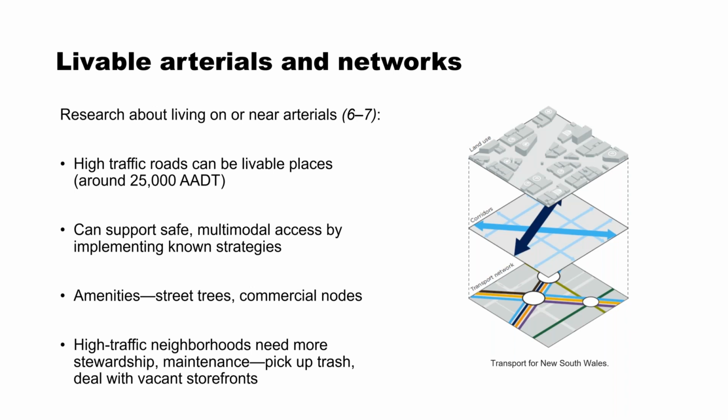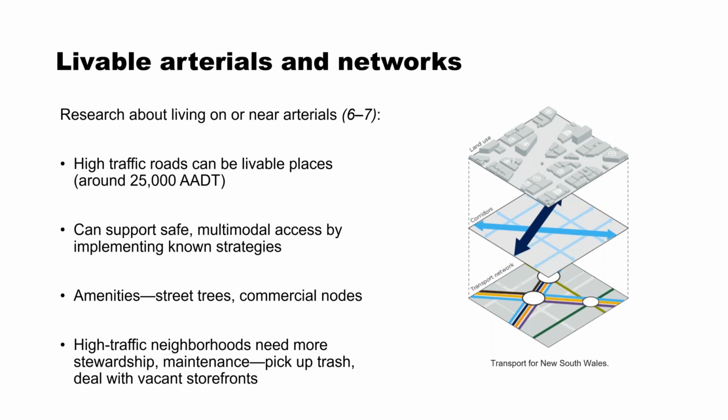But in the research that I've done with colleagues like Wes Marshall and others, we really have been thinking, what makes it possible to live successfully on an arterial? And through this work, we've learned that high traffic roads, those with about 25,000, maybe even up to 30,000 vehicles a day, can really be livable places. This is work that we did in the context of Denver, Colorado, primarily, but I've also done this work here in Madison, Wisconsin, and other places in the U.S., also in Mexico. So these are relevant in regions throughout the world.